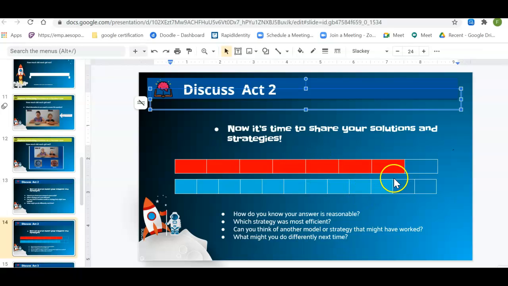So which one is more? When we look at the shaded in part, you can see that 7 out of 8, there's more shaded in than 10 out of 12. So the younger girl ate the most. So that should be your answer when you do your calculation. So the younger girl ate more.